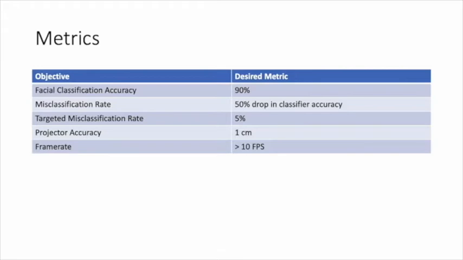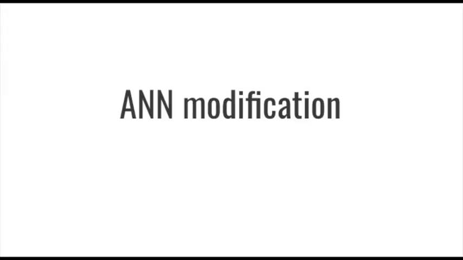We require a projector accuracy of within 1 centimeter, which is the distance between where we think the projector should project on the face and where it actually projected on the face. We aim for the frame rate of our system to be at least 10 frames per second, which is to say that we take an image of a person and project the intended change within 1/10 of a second.